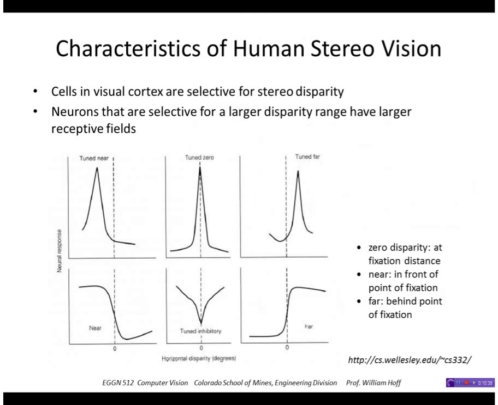We can also get clues by looking at cells in the visual cortex, and we can find that some of them are tuned for zero disparity, and some for points that are closer and some that are further.